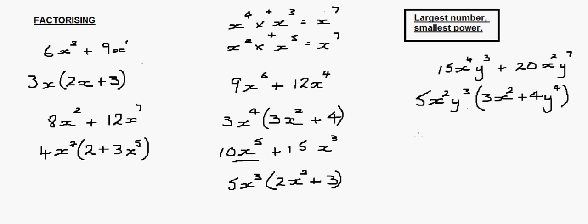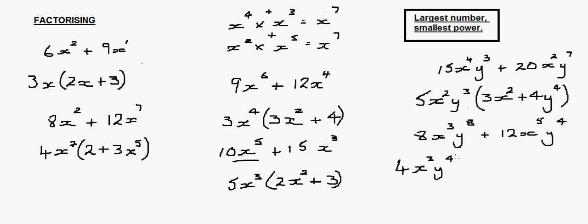So let's give you another one just so you get the feel. So let's say we've got 8x to the power of 3, y to the power of 8 plus 12, x to the power of 5, and y to the power of 4. So they say factorise. So remember, largest number, smallest power. So the largest number that goes into 8 and 12 would be 4. Now the smallest power for x, well, we've got x to the 3 and x to the 5, so this must be x to the 3, and then the y's, y to the 8 and y to the 4, so it must be y to the 4.